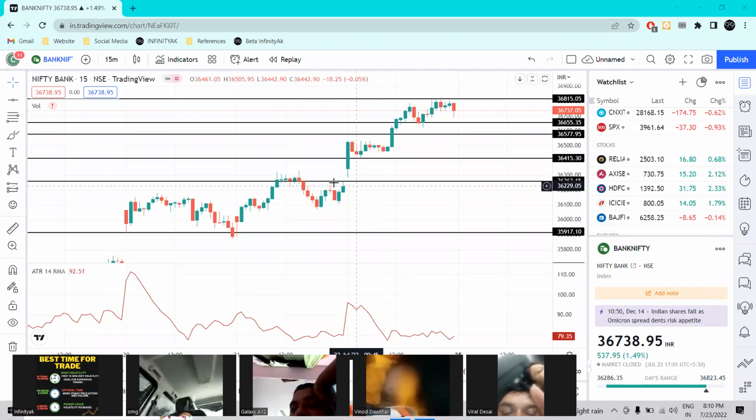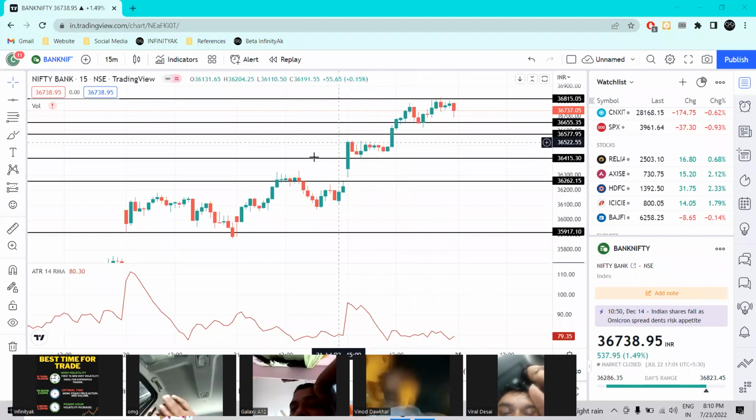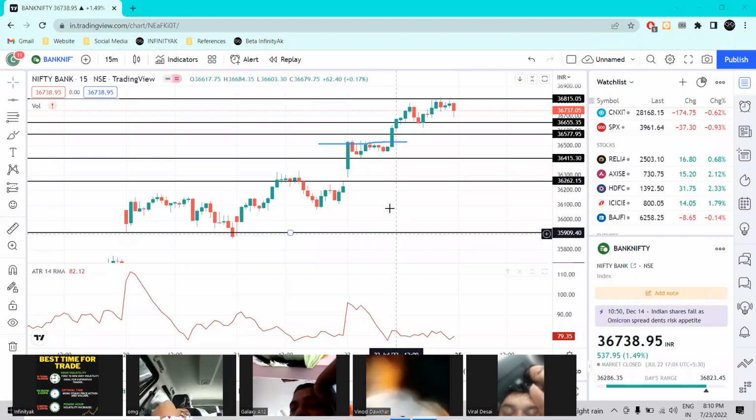Whenever I'm moving the chart, it is showing the volatility average of the previous candles, and how many points I should keep the stop loss in case I have taken a trade over here. I don't know how many points I should keep as a stop loss, and for that, I can see here 80 points.